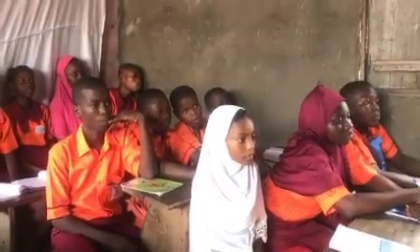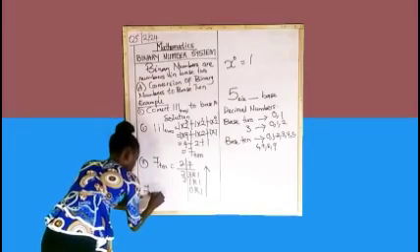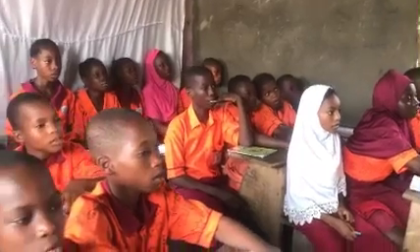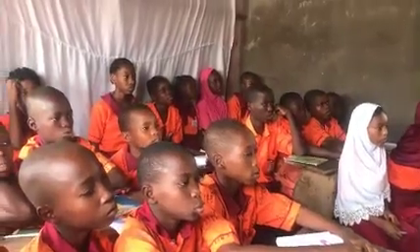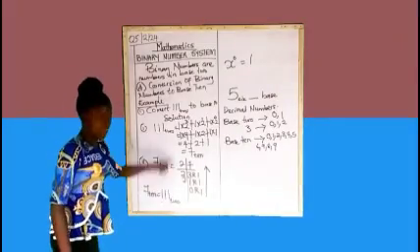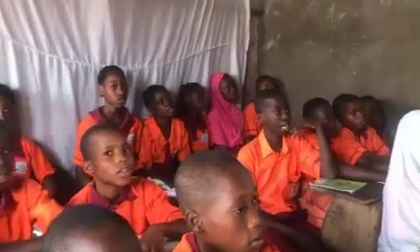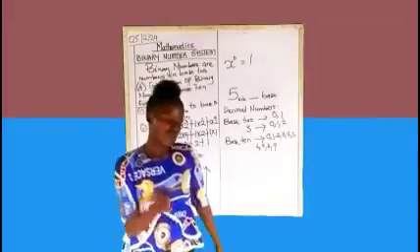So let's write out our answer. 7 in base 10 is equal to 111 in base 2. Do you see that it rhymes? Do you understand? Yes. Thank you.